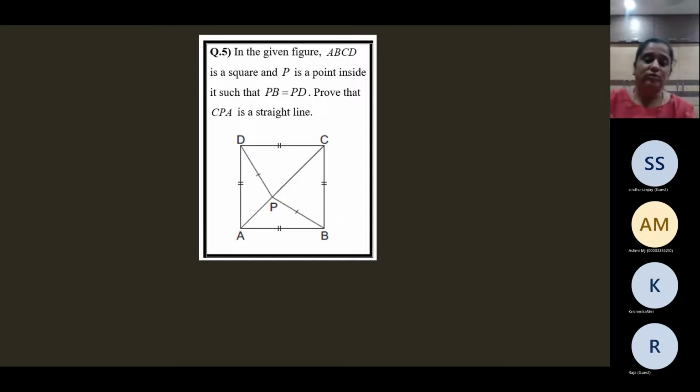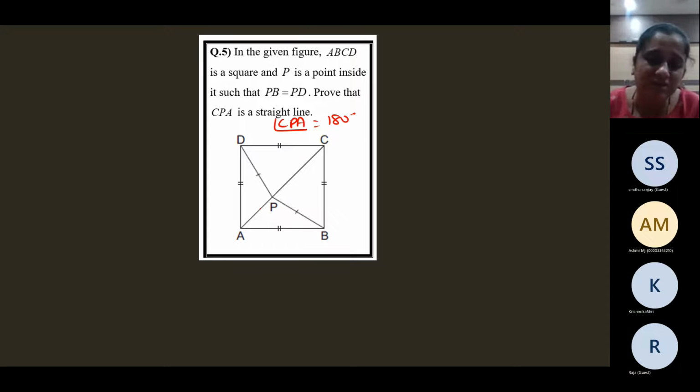So that means you need to prove that angle CPA is equal to 180 degrees. To prove that CPA is a straight line, you'll have to prove that angle CPA is 180 degrees. Where do you find 180 degrees? It's a straight angle. It's found on a straight line.